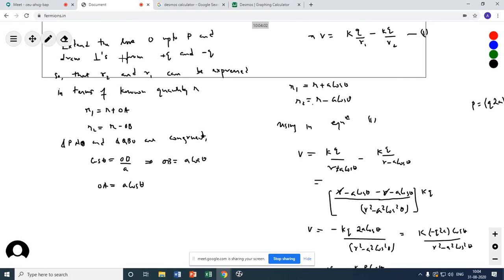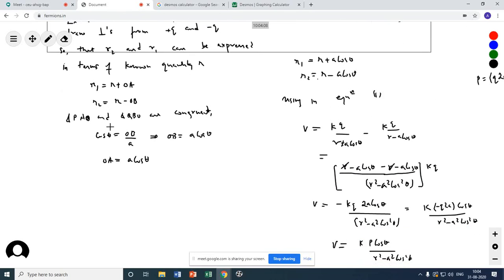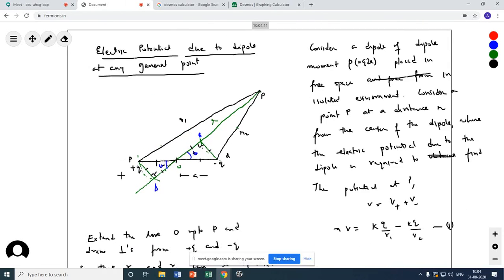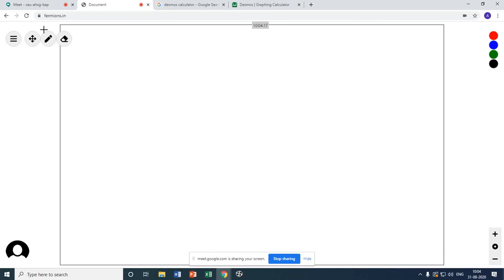So we have done this. Now, let us do one question. Once you know this concept, let me give you one question. What is the electric potential on the equatorial line of a dipole?